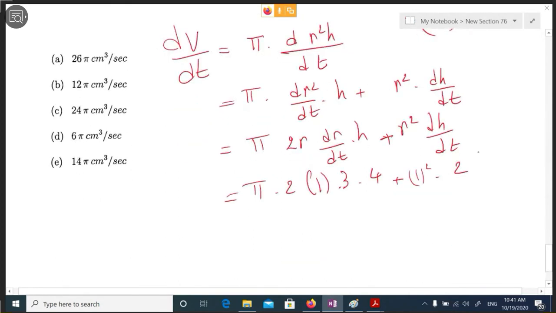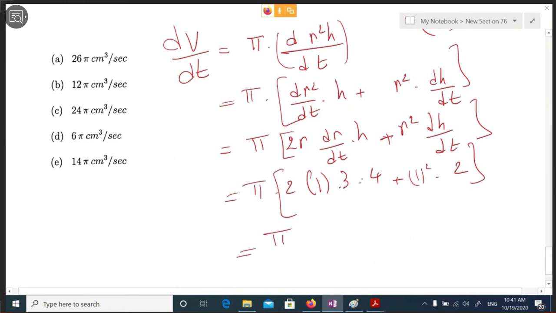So here I have pi times everything. Pi is multiplied by everything, because I pulled it out at the beginning, look. So it is pi times 26: 24 plus 2, 26 pi. And the unit is centimeter cubed per second. So the answer is 26 pi centimeter cubed per second.